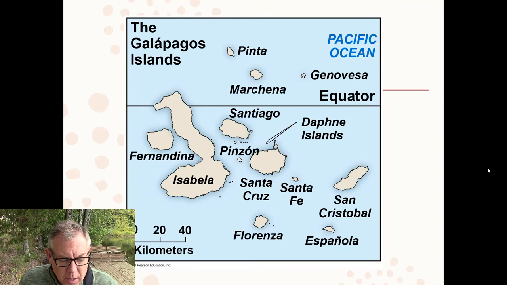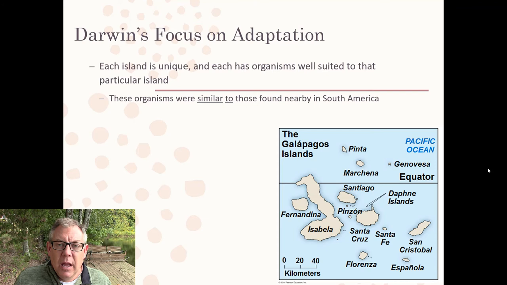And so what Darwin noticed was that each island is unique, and the organisms on each island were unique, but they were unique in a way that made them well suited to their island. And so Darwin wanted to explain that. Like, how come when I look at these organisms, they're well suited for the island that they're on, but not this one that's just across the water? It's not very far away.